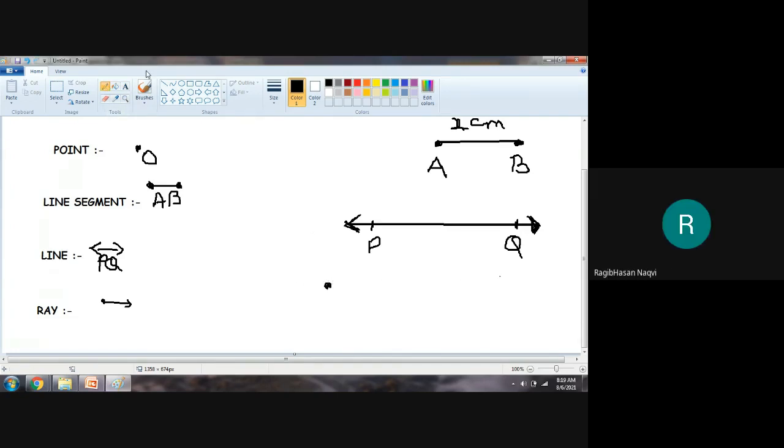Now I'll give you a brief explanation. A ray has one endpoint, and from that endpoint it is reflected. A ray is always reflected, and it can be infinite. This arrow stands for reflection. It can go as far as it likes. For example, the sun. The sun's rays fall everywhere in the world. Can anyone say that the sun's rays do not come to us?